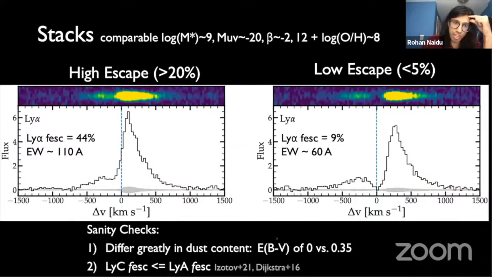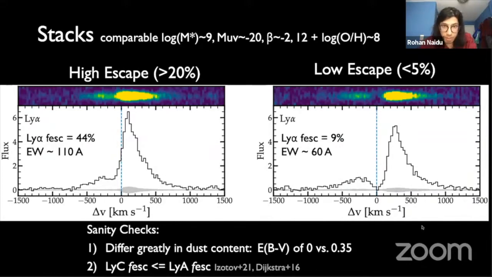Another really stringent sanity check comes from the Lyman alpha escape. The Lyman alpha escape acts as an effective upper bound on what your Lyman continuum escape can be, at least near the Lyman edge. And we see that the upper bound to Lyman continuum escape in the low escape stack is basically 10-ish%, versus here, it's more like 45%.